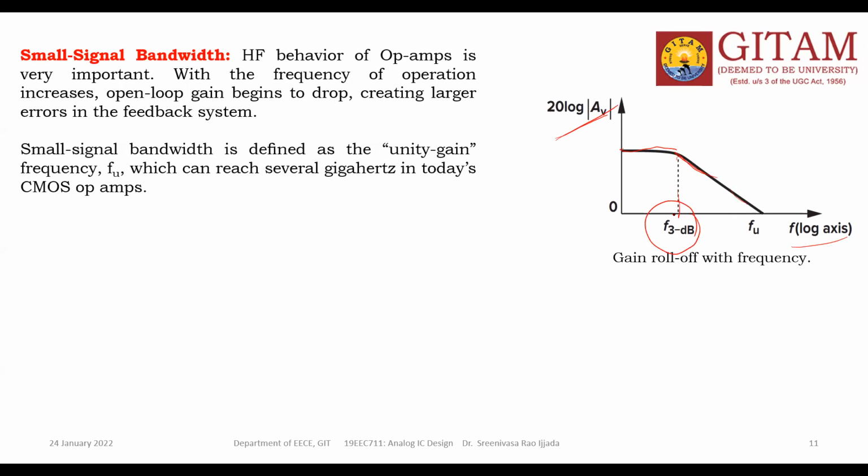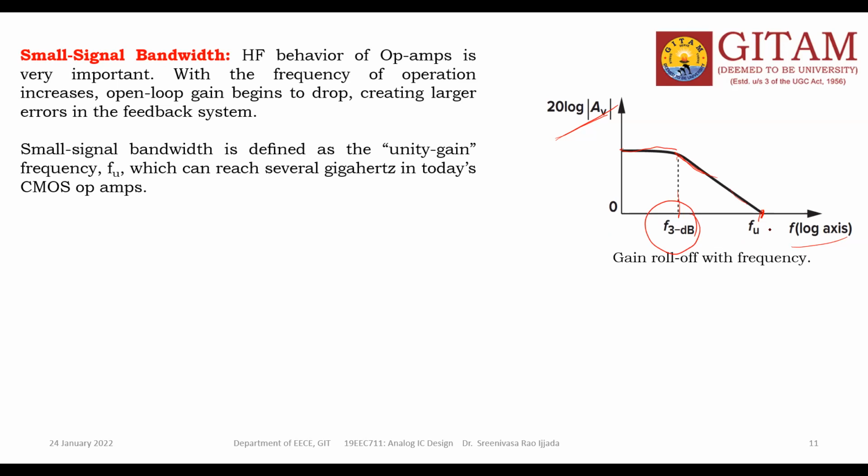Small signal bandwidth is defined by the unity frequency. What is the unity frequency? This FU, F suffix U, is called the unity frequency. It is the frequency at which the gain is 1, which is 0 dB, and you can show it as 0 here. It can reach several gigahertz in today's CMOS op-amps.